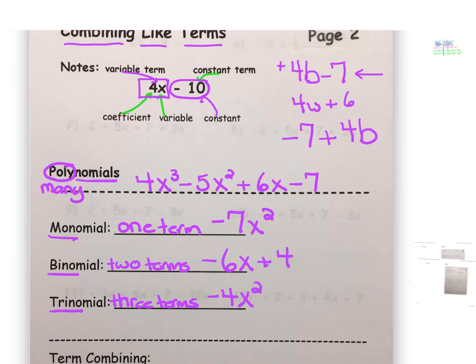-4x squared minus 3x plus 1. That's an example of a trinomial. We'll mostly be working with binomials and monomials. Let's take a look at a simple term combining exercise.